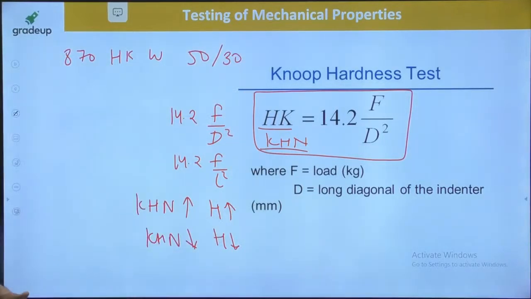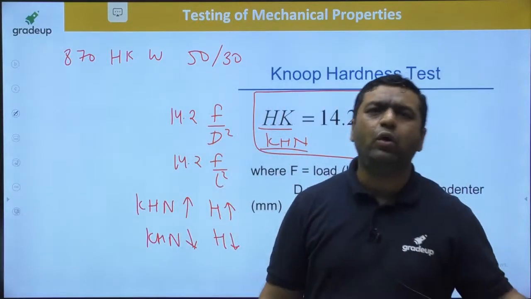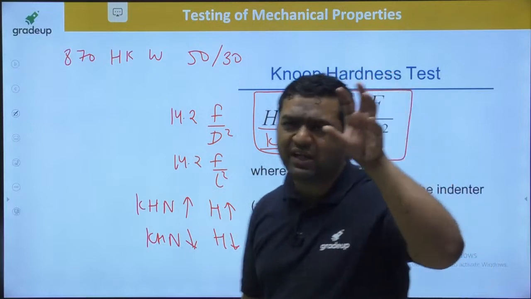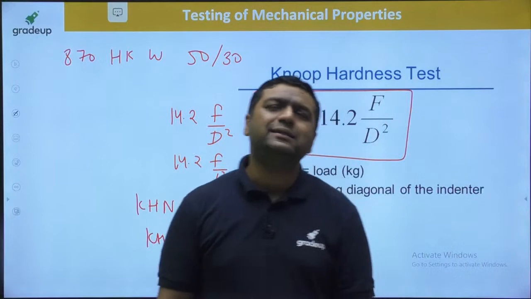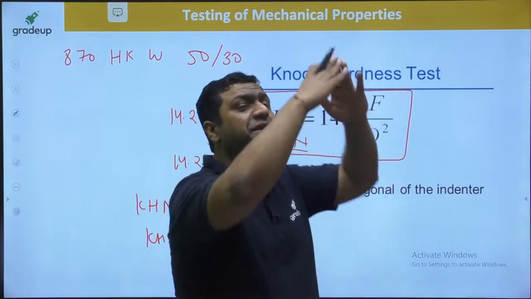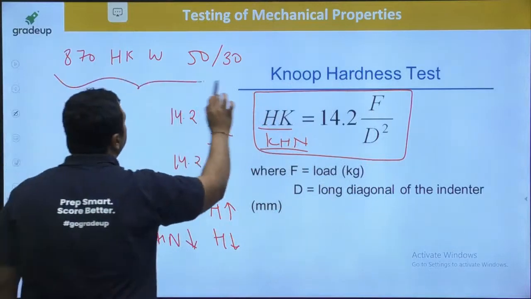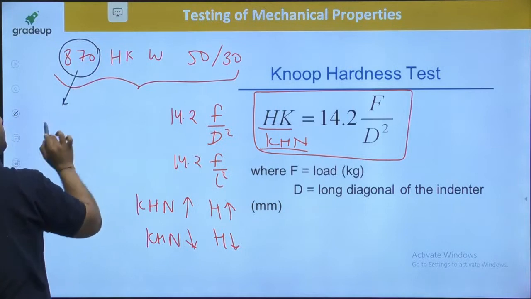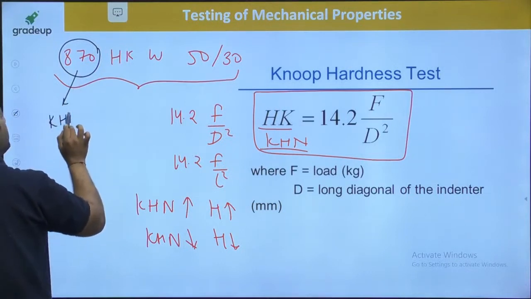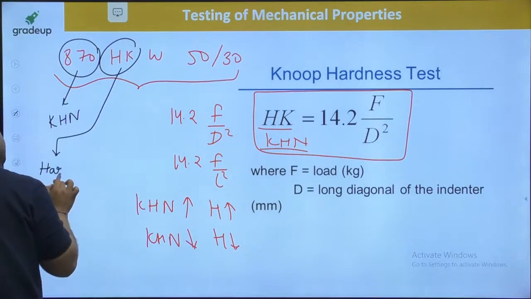As you know in the previous case, we already knew the indenter is spherical in shape, so the diameter of the sphere may vary. But in the Knoop hardness test, the angles are already fixed, 172 by 130. So that's why in this notation, the size of the indenter does not come. Here we only show this number, which is the Knoop hardness number. And HK means hardness Knoop.